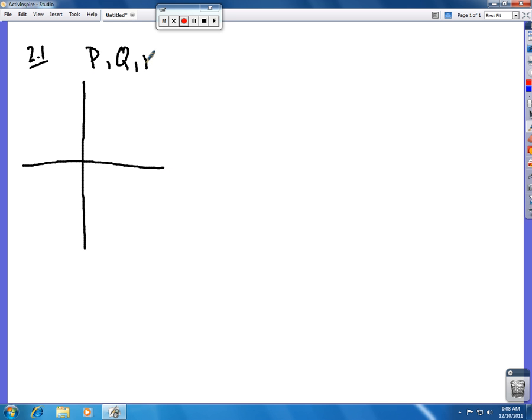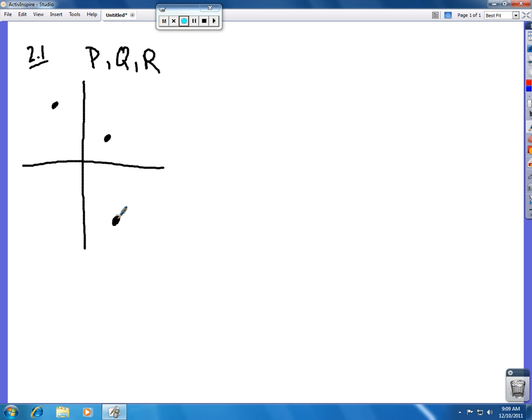Okay, next thing for 2.1 would be determining if multiple points are collinear. That would tell us if they're on the same line. One way to think of it is, if you were given, let's say, points P, Q, and R, and you had them plotted, and they were plotted like this.